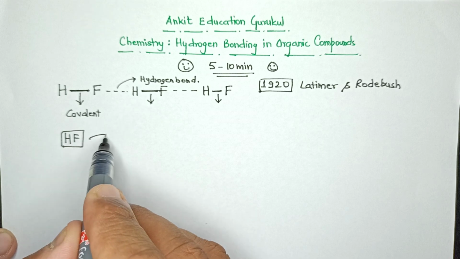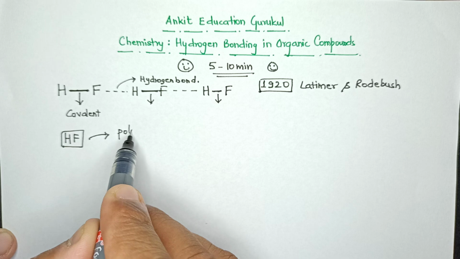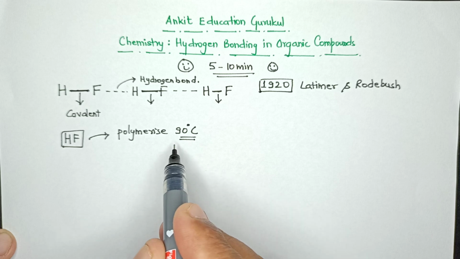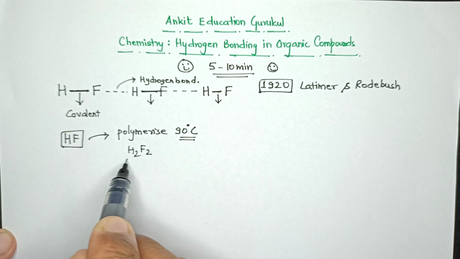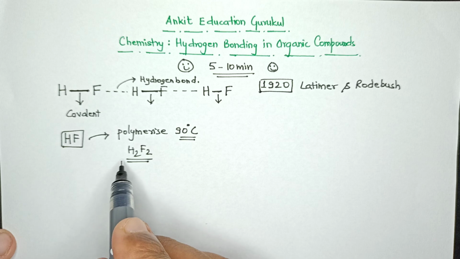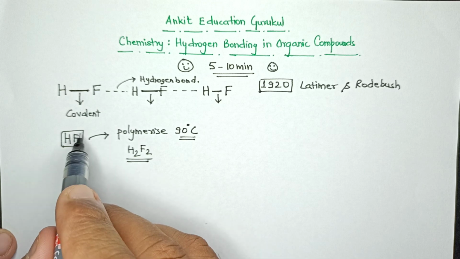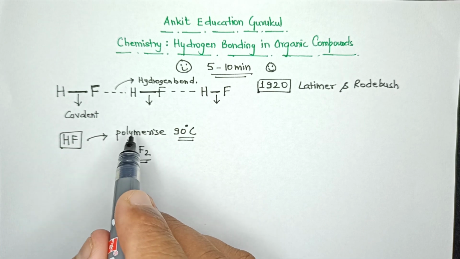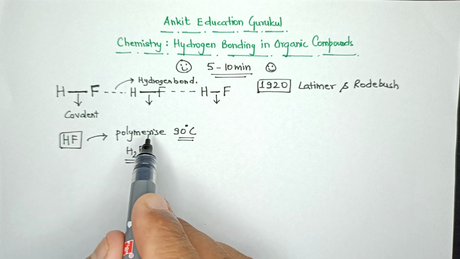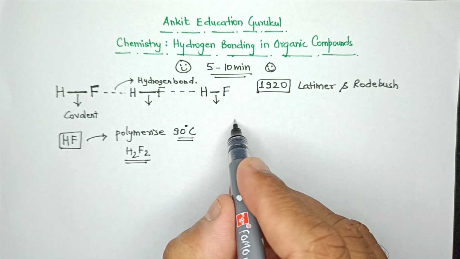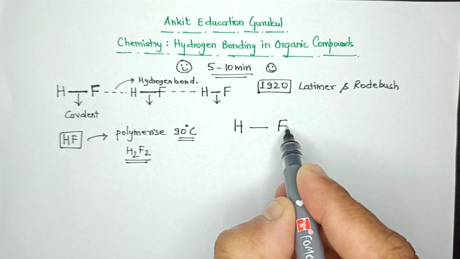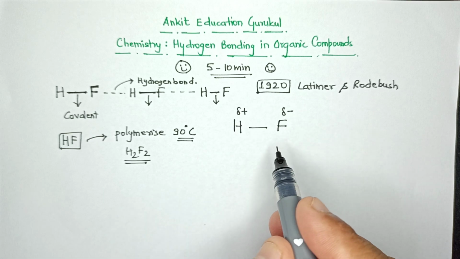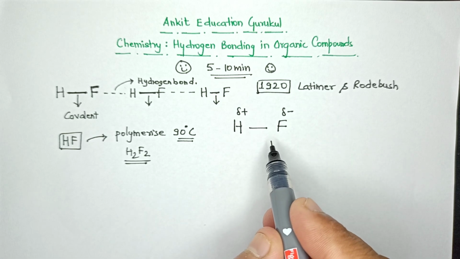Hydrogen fluoride has a great tendency to polymerize at a temperature below 90 degrees Celsius. Hence it occurs as an H2F2 molecule. Now in HF, the hydrogen is attached to a strongly electronegative element, which is fluorine. As a result, the fluorine acquires a partial negative charge. So if I draw the structure of hydrogen fluoride here, this would be a delta negative charge here and a delta positive charge here because of the difference of electronegativity.